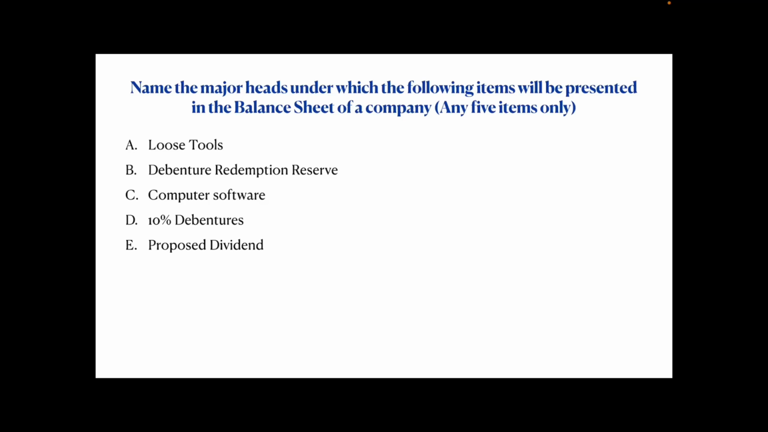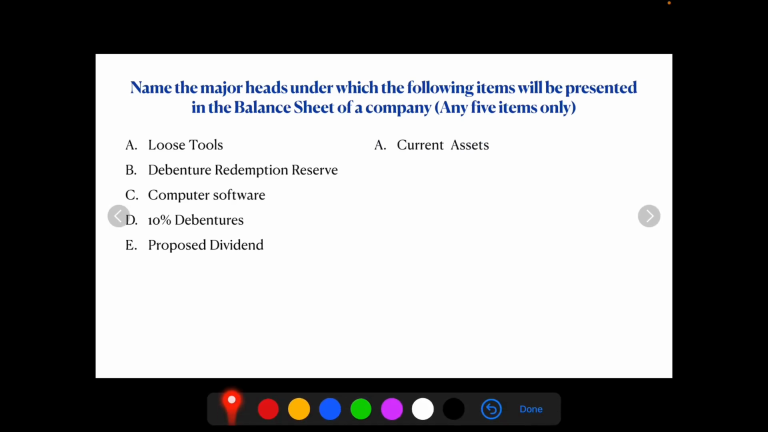Now with respect to the answer, loose tools. So in the balance sheet, what is the major head? It will come under the heading called current assets. So under current assets, we have inventories. So under inventories is what we have the loose tools. So what they are asking in the question, you need to highlight, name the major head. So I have written the major head under which the loose tools is being covered up.